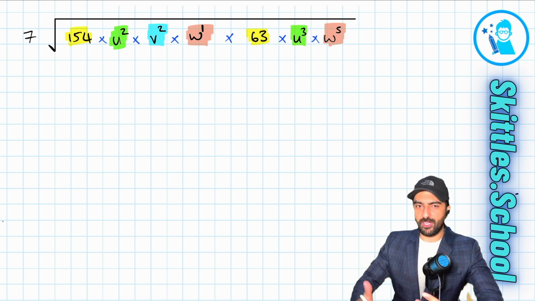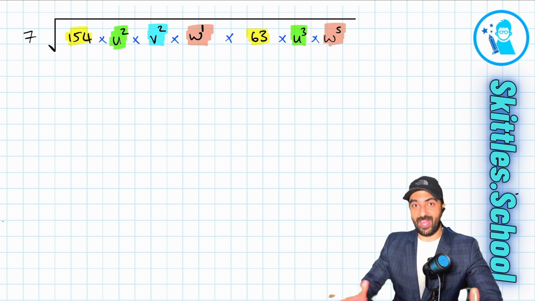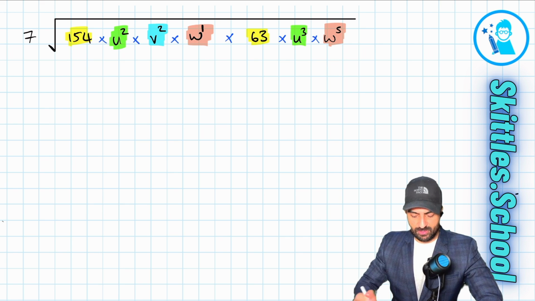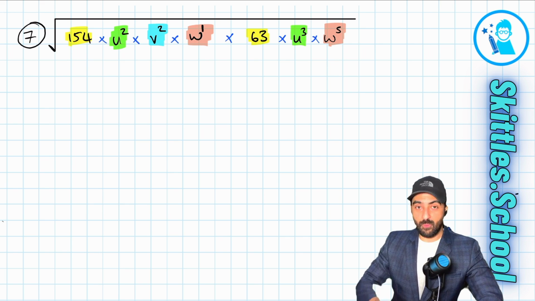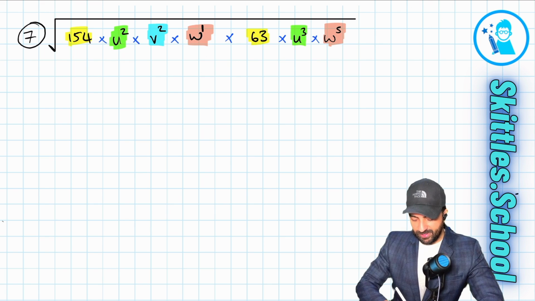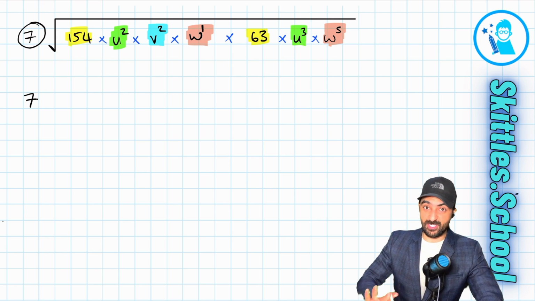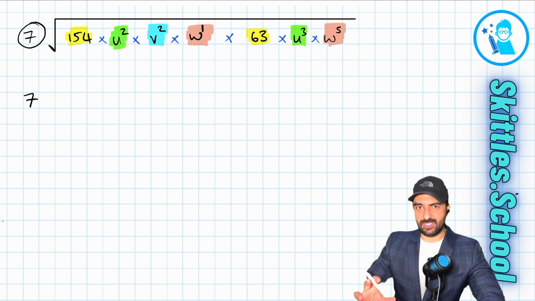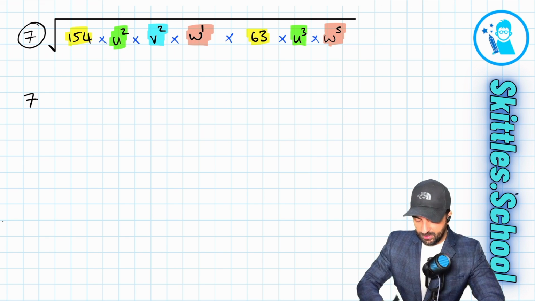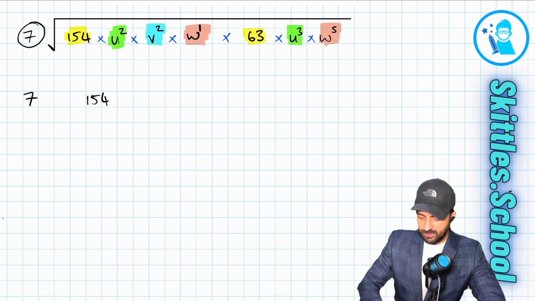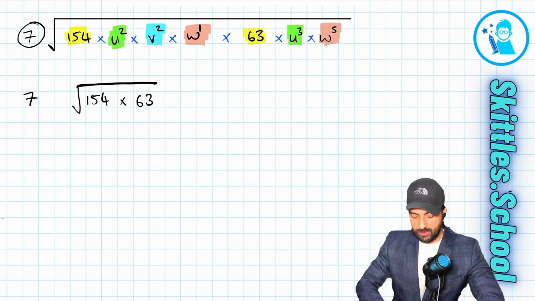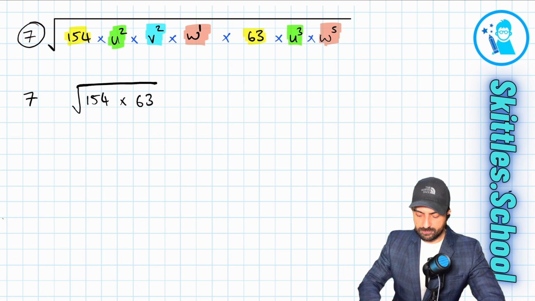Okay, so I'm going to rewrite all of this as grouped pairs. So we're going to leave the 7 on the outside as it is, it's going to stay there. Now I'm going to focus on the numbers. I've got 154 times 63, and I'm just going to write it like that. So 154 times 63, and that's in its own root. Okay, so far so good.